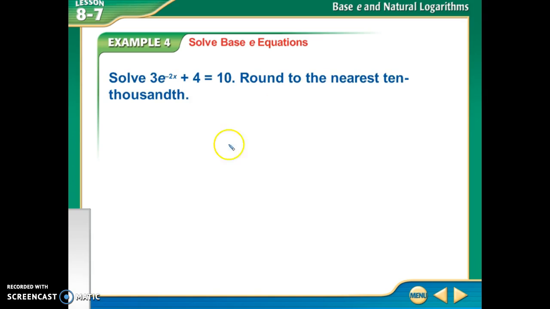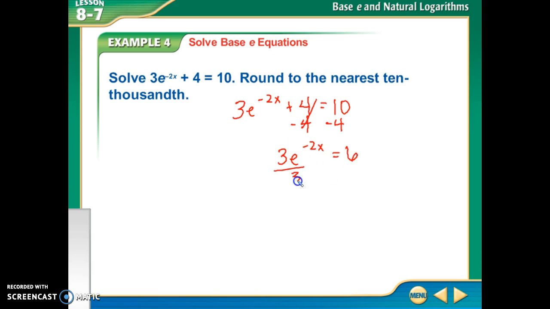All right, now I want to solve this equation. So I've got 3 times e to the negative 2x plus 4 equals 10. Just like when we solve log equations, you can't take a log or a natural log until you get it down to just e to the exponent. So I'm going to start by subtracting 4. So 3 times e to the negative 2x equals 6, then divide by 3. So e to the negative 2x equals 2.